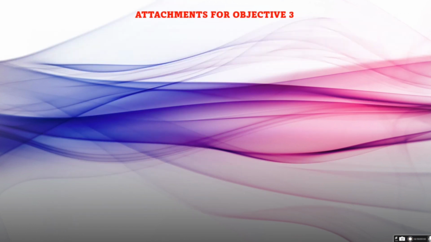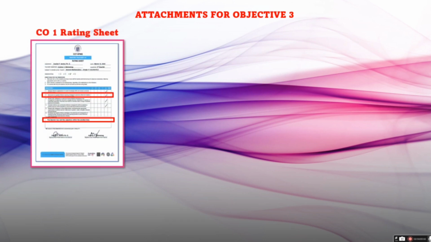With this, once we accomplish all of this, we will have our attachments for objective number 3, which is the classroom observable indicator number 2. So we'll have here the classroom observation 1 rating sheet from the 3rd quarter. Highlighted is the score we got from this classroom observation and the note of our observer of whether or not we met the objective within the allotted time.